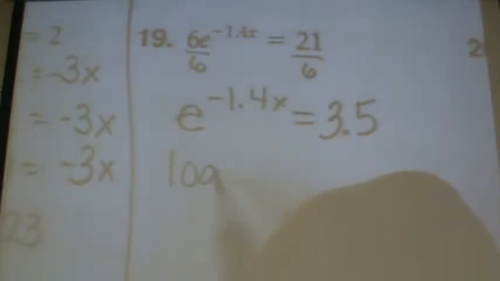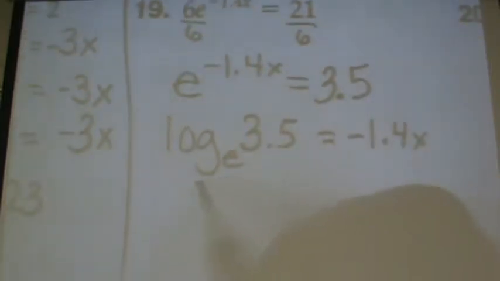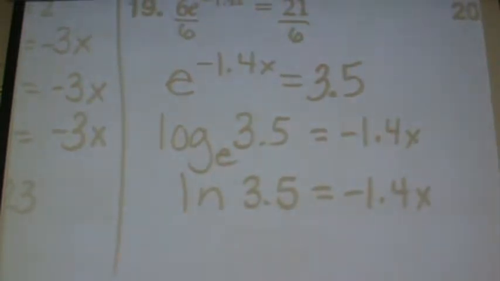So some people write log 3.5 base e first. I do. And then I write it ln. Some people do it right away. Tell me what answer you get. Negative 0.895. Yep.